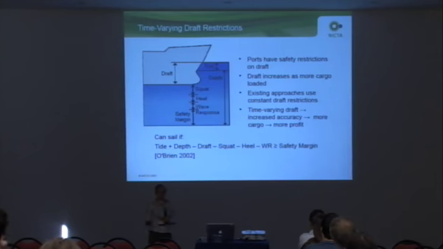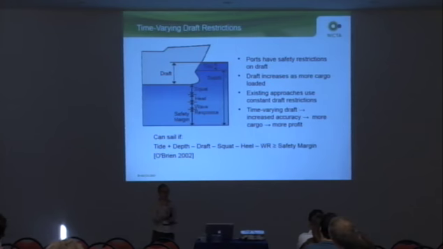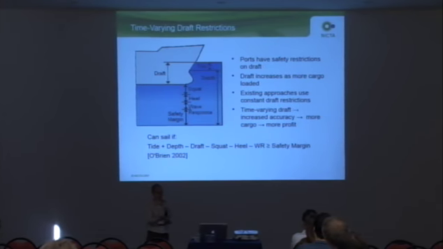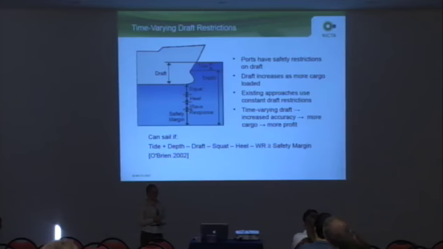So the reason why we want to model these time-varying draft restrictions is this gives us more accuracy in our draft constraints. So this lets us take advantage of being able to load more cargo on at high tide, or when the waves are low, or when the current is not very fast. And there at the bottom is an example of a typical draft constraint. So as you can see, it's fairly complex and it depends on a lot of different factors: tide, wave, current, etc. So this is not just a simple function.